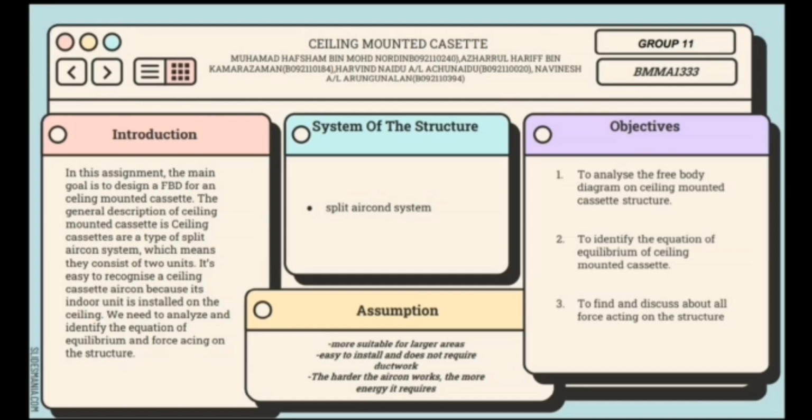Ceiling mounted cassette units are mounted in the ceiling and are best suited to a floating or suspended ceiling where there is sufficient space to accommodate it. Finally, the harder the aircon works, the more energy it requires. This is one of its disadvantages as it requires more energy to work.